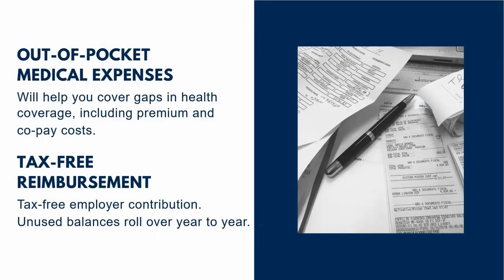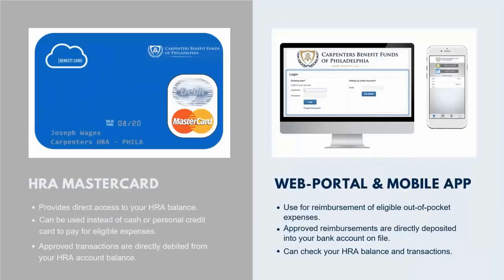And what the HRA is there to do, it helps cover your out-of-pocket medical expenses, so 10% coinsurance, or the $5 or $10 copay. It's tax-free. So unlike the vacation check where you get taxed unless you use the dependent care avenue, this one is truly tax-free. So if you get $100 in there, you get the full $100 to help pay for those expenses. There's two ways to access the account. It's the Blue MasterCard on the left, or the web portal or mobile app.